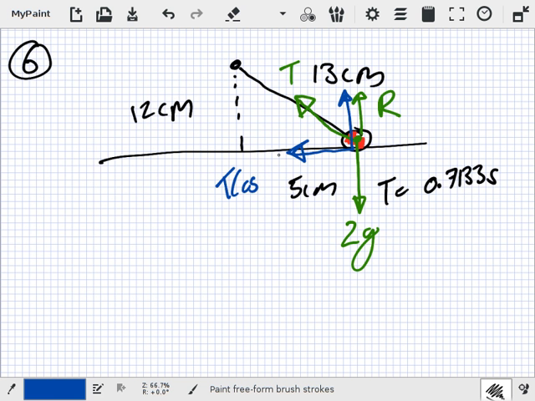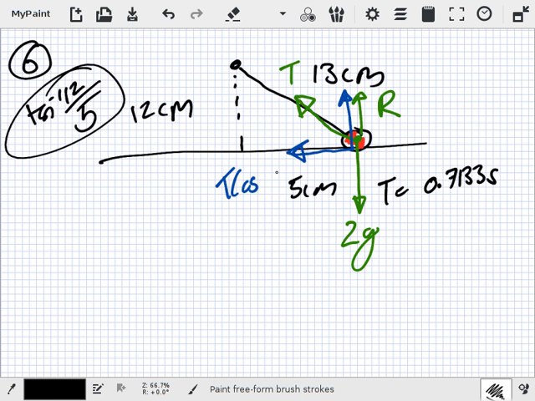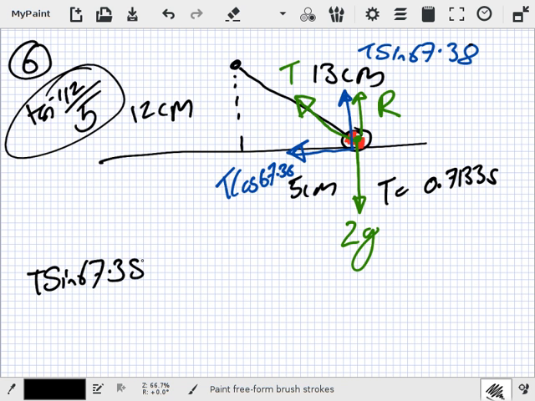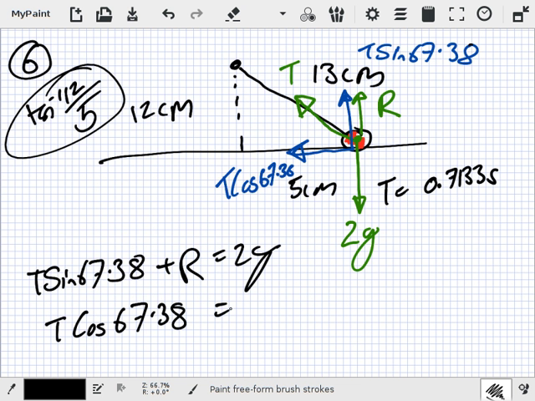So this is T cos. Now we have to get the angle. The angle is tan inverse 12 over 5. And this one here is T sine 67.38. Now, are you happy if I say T sine 67.38 plus R should equal 2g? And T cos 67.38, what type of force is that? The centripetal force, because it's making it turn in a circle. So we could say that's equal to m omega squared r, using the formulas from circular motion. Yeah?